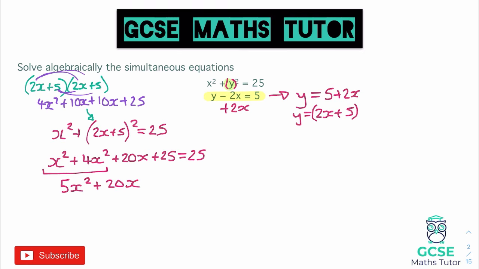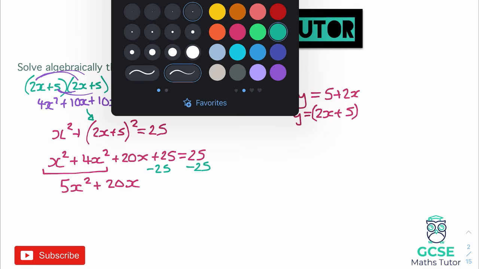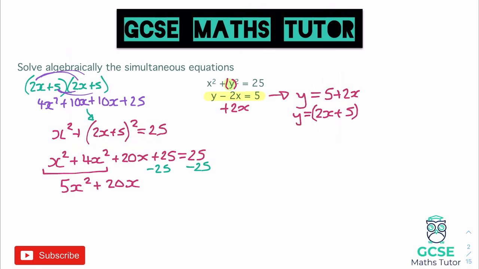And now I also want to make it equal to 0. So actually I'm going to take away the 25 from both sides. And that's going to be quite interesting for this one, because that means we have no numbers left at the end. But that's absolutely fine. So when I do that and take away 25, it now just equals 0. So now I have a quadratic to solve.